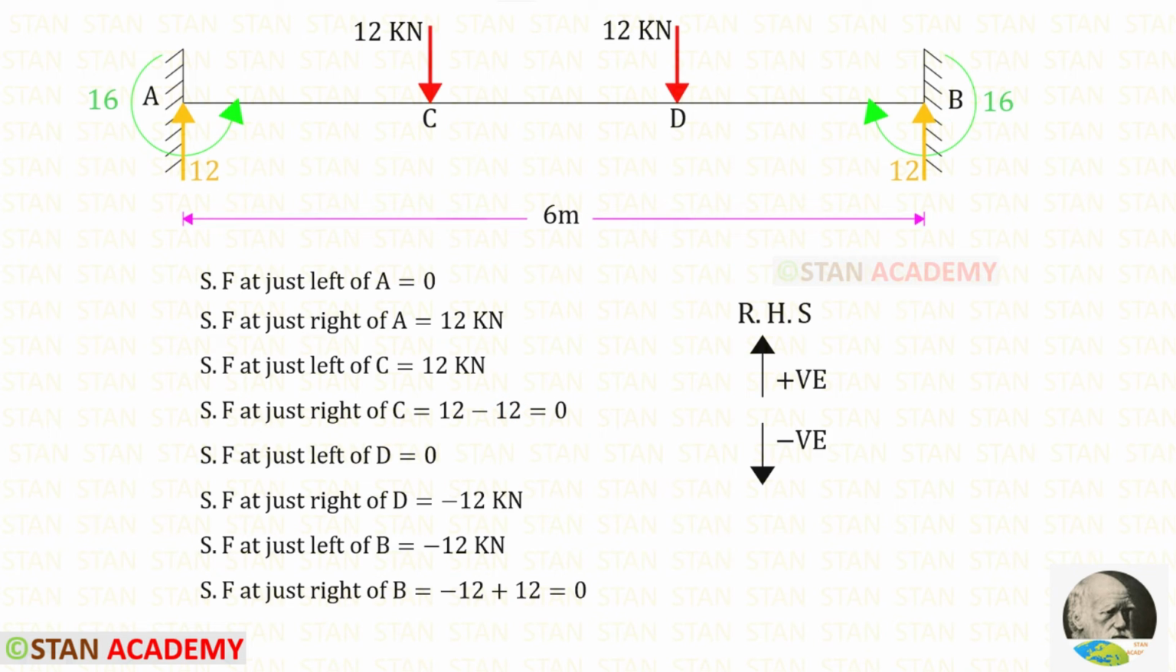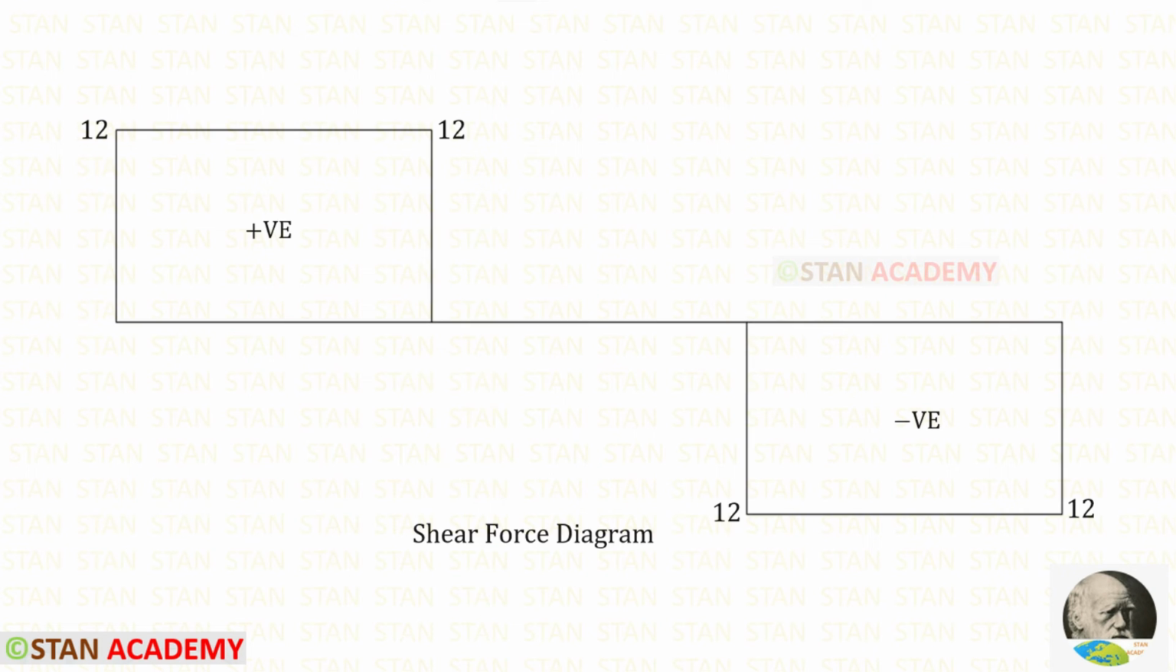Now we are going to draw the shear force diagram. I am going to find the shear force values from the point A and towards the point B. In this case, I am moving towards right hand side. Upwards will be positive and downwards will be negative. Using that rule, we can find the shear force values. Here you can see the shear force diagram.